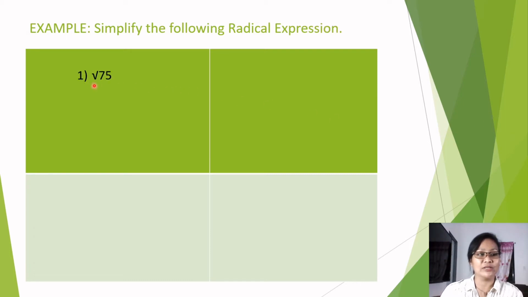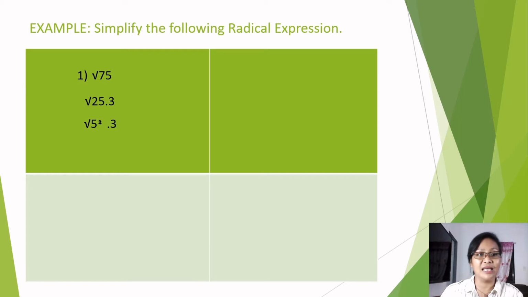Number 1, square root of 75. First, we need to find the factors of the radicand such that one of the two factors is a perfect number. So we have square root of 25 times 3. And 25 can be written in exponential form, so we have now square root of 5 squared times 3.